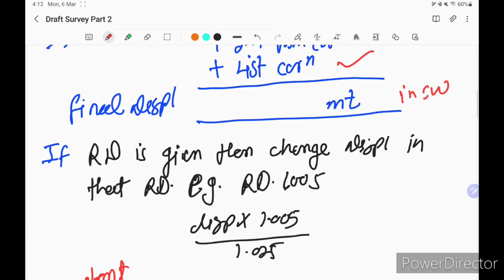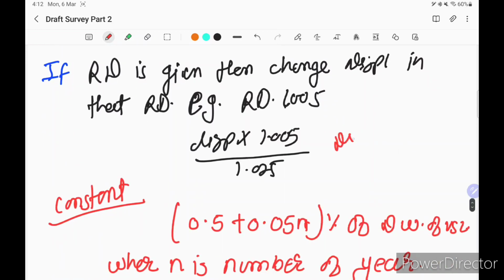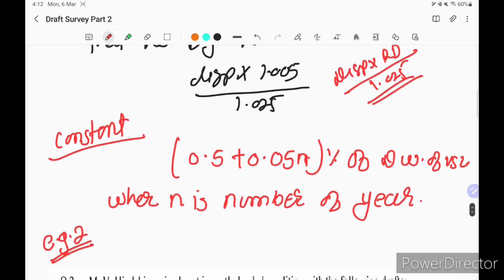Now if the question gives RDs, some different density, then we have to calculate the equivalent weight. So whatever final displacement you get at whatever RD you have, divide by 1.025, and you will get the equivalent weight.